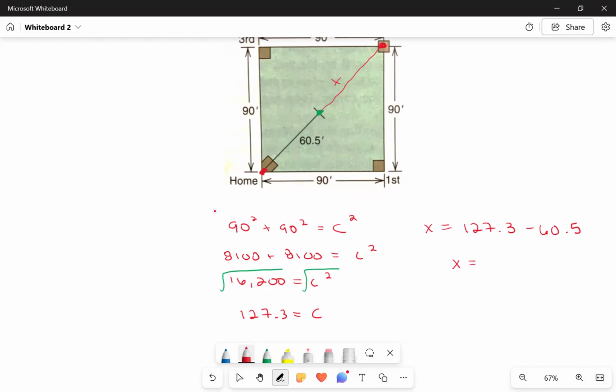I'm getting 67. Oh, wait, no, sorry, 66.8. Well, yeah, that's rounded. Sorry, not rounded. I mean, I did the calculator without rounding. Let me do it with the rounded answer. Okay, sorry, 62.8 is what we get if we plug literally what I just wrote into the calculator. So we can round that to 63 feet.